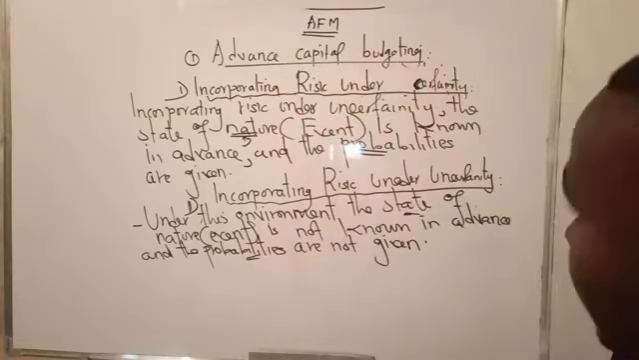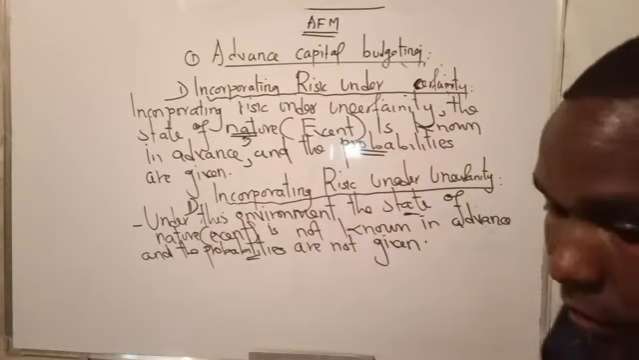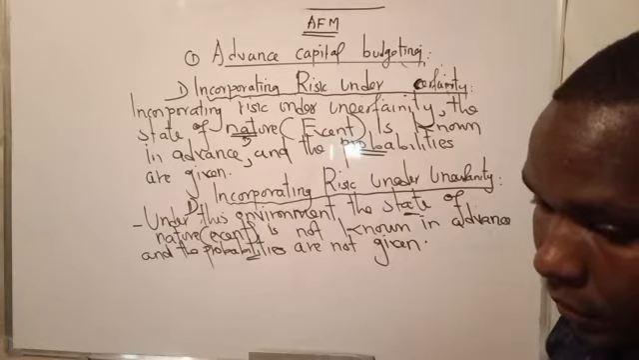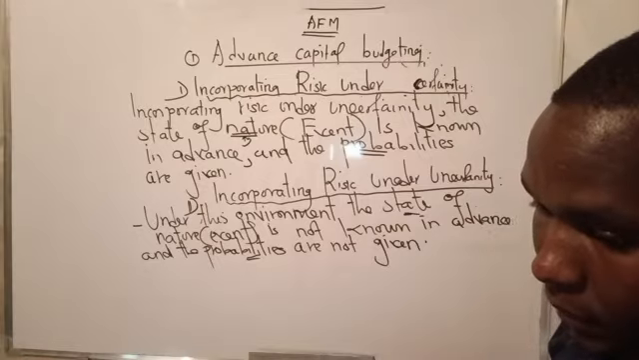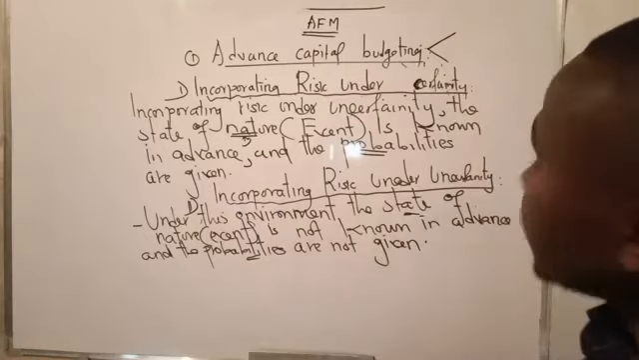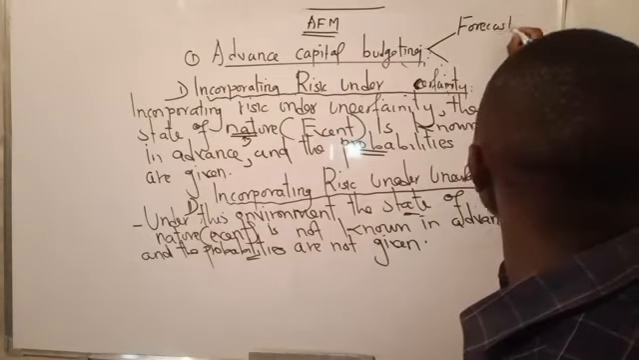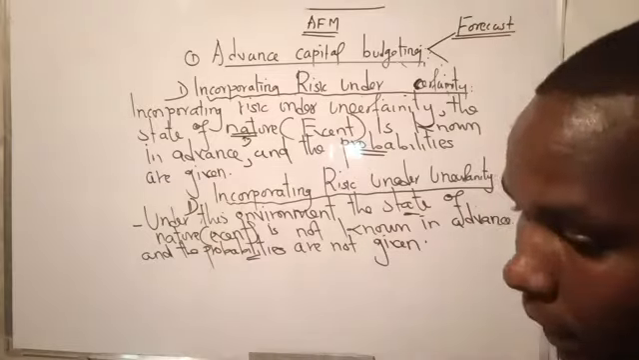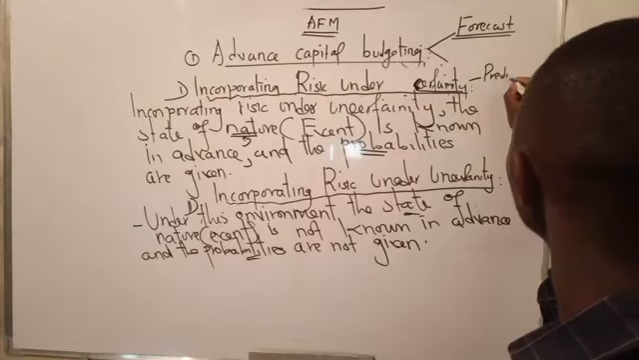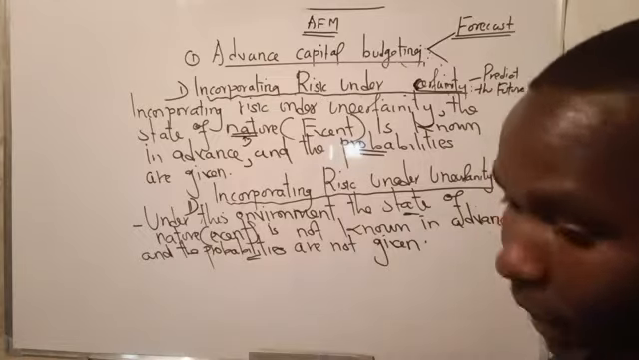So the uncertainty and certainty, what are they under capital budgeting? What is budgeting? You need to understand, budgeting is all about forecast, right? It's all about forecast. So when you say certainty, is that what you can predict? You can predict the future, right?